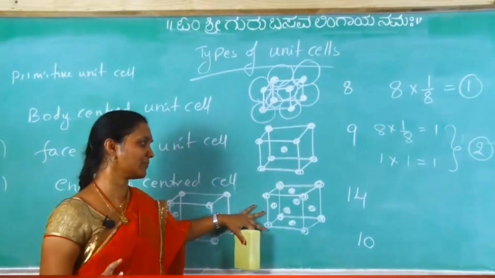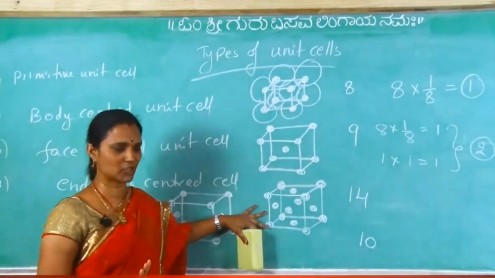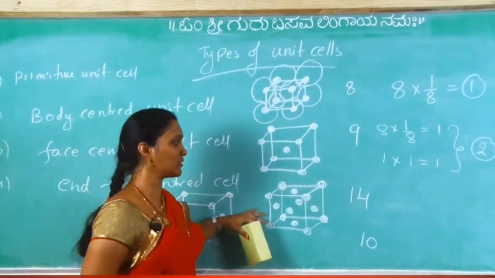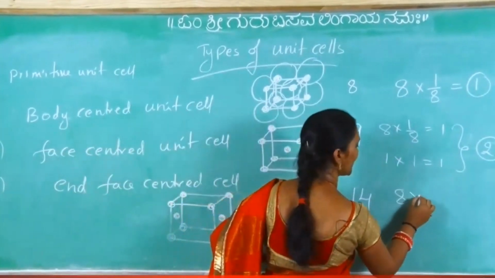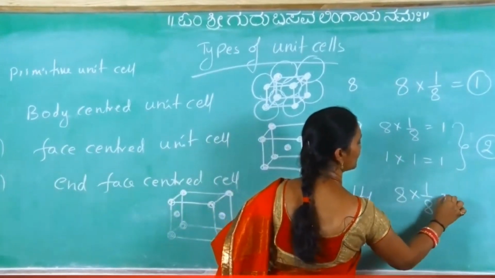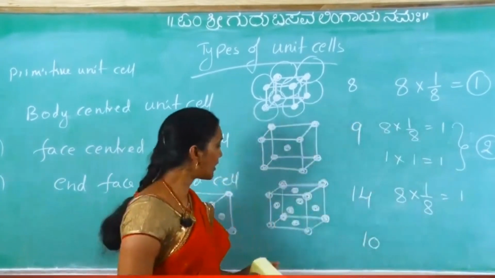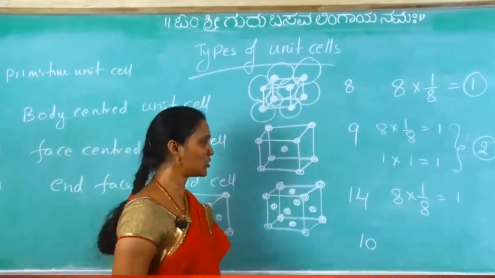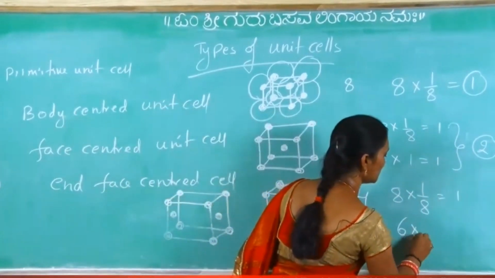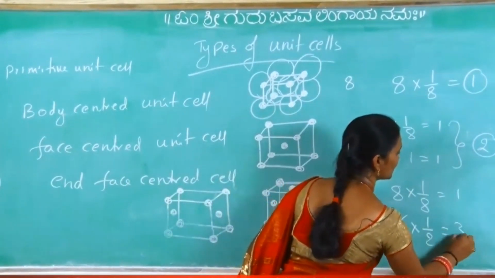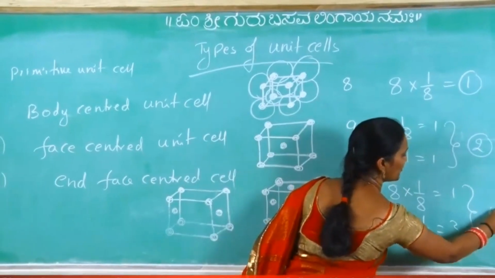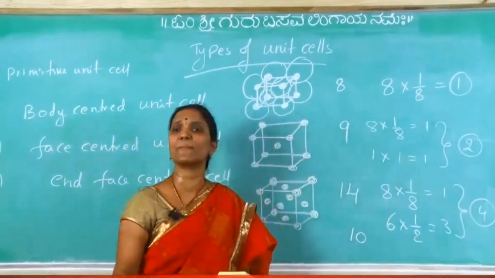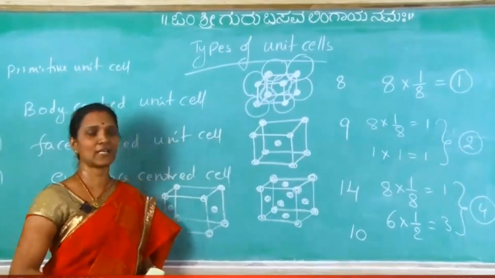In FCC, corners 8 and face centers 6. Corner contribution 1 by 8, so 1. Okay. Now 6 face centers. Face center contribution how much? 1 by 2. So 6 into 1 by 2, 3. So total number of particles are 4 particles. In FCC, how many particles are present? Given answer, 4 particles are present.